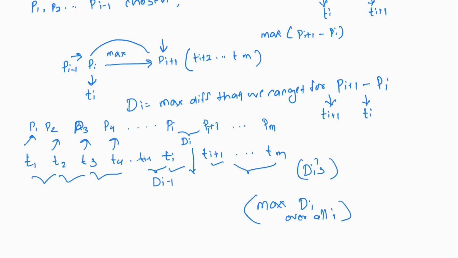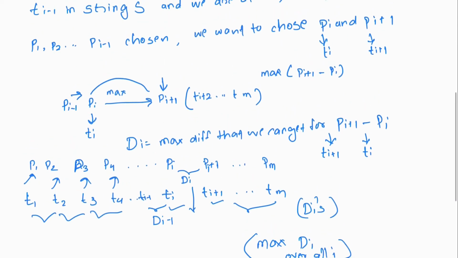Now let's try to think how we can actually compute d of i for such positions, that is p of i plus 1 and p of i. So let's move up to where we were trying to find p of i and p of i plus 1 to maximize the difference between them. What we actually did here was we found p of i nearest to p of i minus 1, and then we tried to find p of i plus 1 farthest from p of i, such that the remaining subsequence, that is from t of i plus 2 to t of m, was still available in that later part of string s.